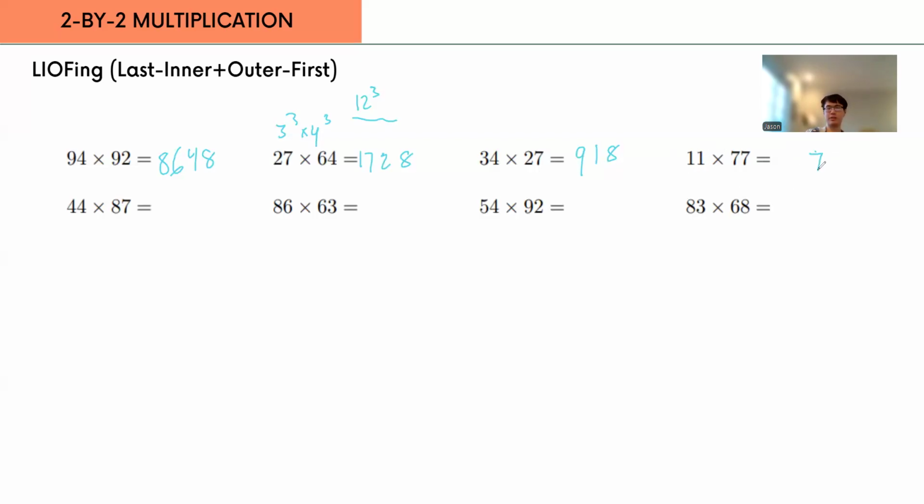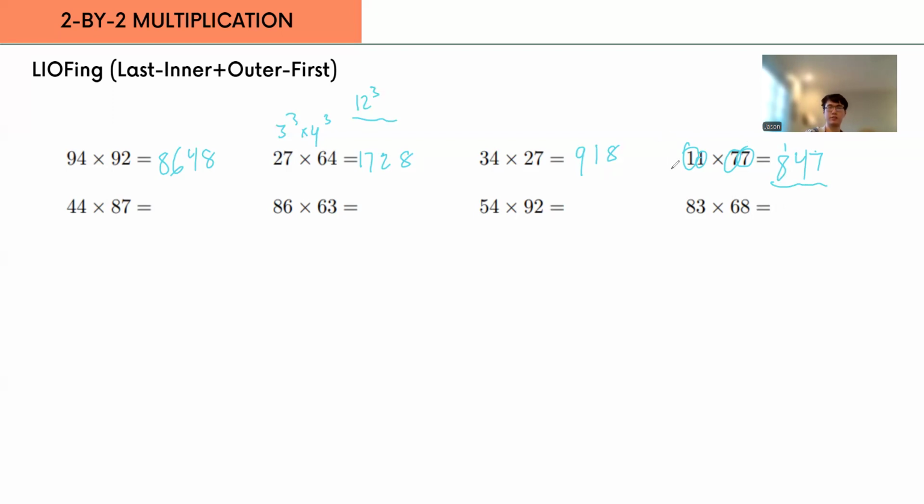So here you have 7 on the end, 1 times 7, and in the middle you have inners, which is 1 times 7, and the outers is also 1 times 7, right? So 7 plus 7 is 14 for 1 here, and then for this one, you have a 7 times 1 to add on to that. So this is 847, right?